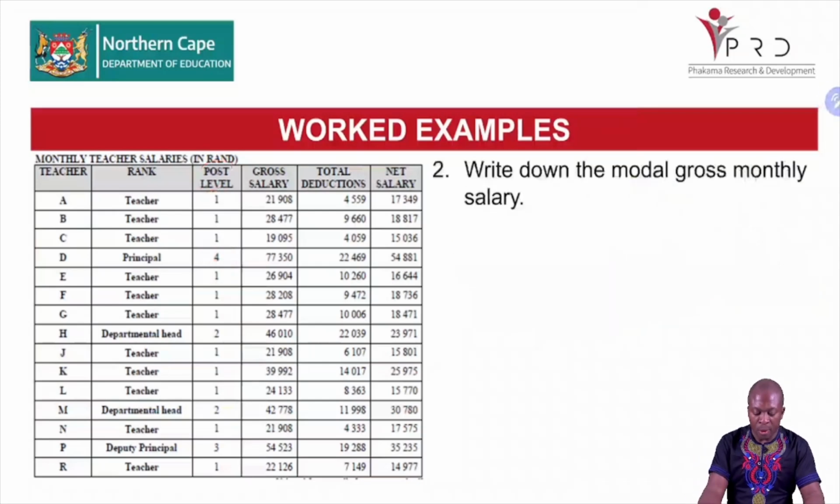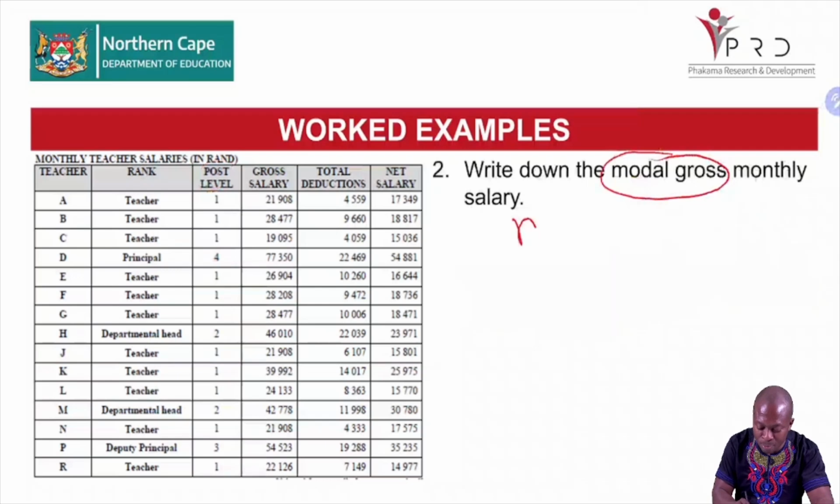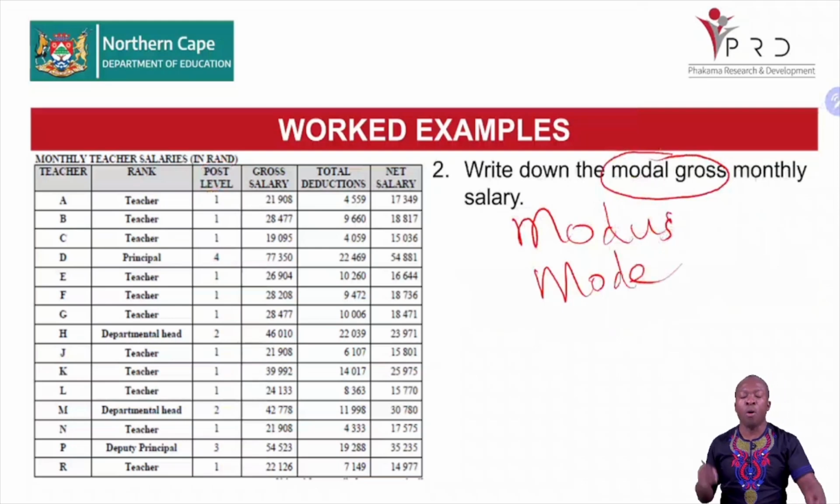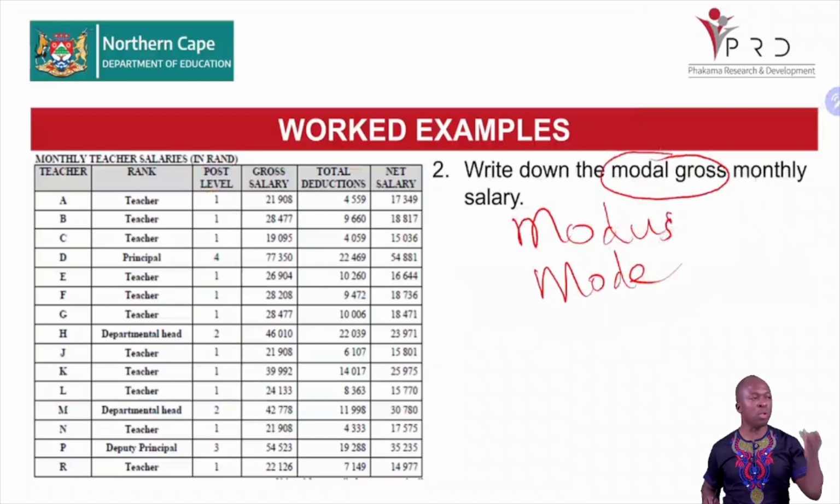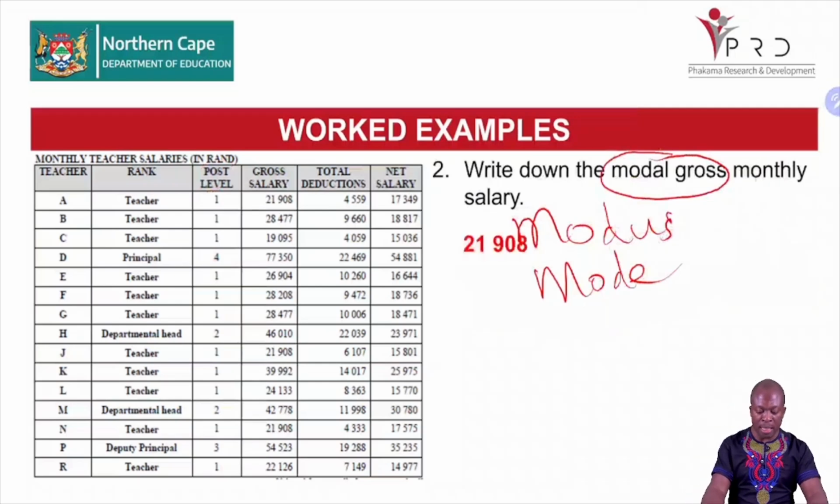Alright. Question 2. We are looking for modal. Modal. What is the other word that we can use for modal? Yes, we have modus, or we have mode. All of them mean the same thing as mode. So when you see mode, when you see modal, when you see modus, don't get confused. We are looking for the modal. What is mode again? The value that appears more than any other. So which one is that?